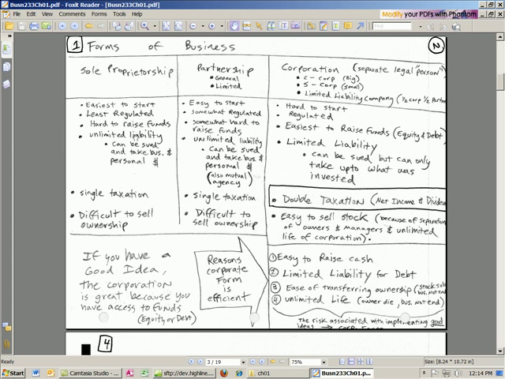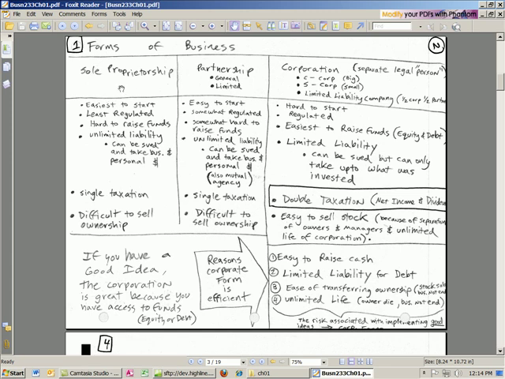Big, huge drawback, unlimited liability. All this means in a nutshell is if you get sued, remember, sole proprietorship, not only can the person suing you take your business assets, meaning all the cash and things you have for your business, but they can also take your personal assets. Advantage, ding ding, sole proprietorship, single taxation. You just get taxed on whatever your income is. Difficult to sell ownership.